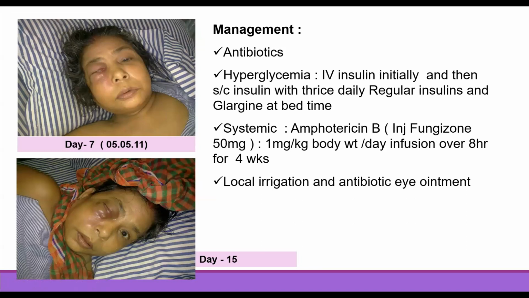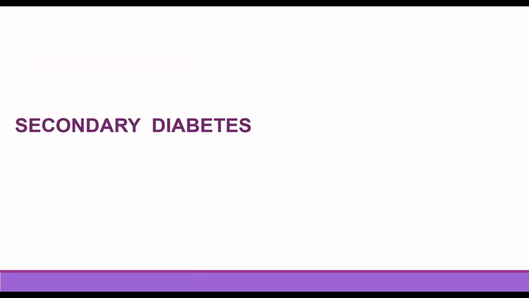She received antibiotic, IV insulin, then shifted to subcutaneous insulin thrice daily, and then to regular insulin and glargine at bedtime. Now the patient received amphotericin B 1 milligram per kg body weight per day infusion over 8 hours for 4 weeks with local irrigation and antibiotic therapy, and gradually the patient recovered from the problem.